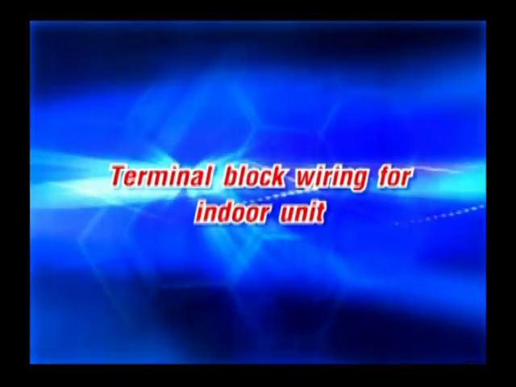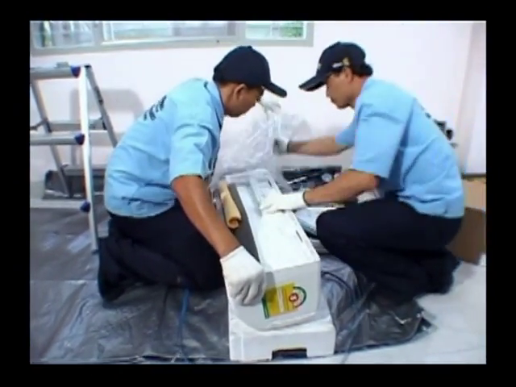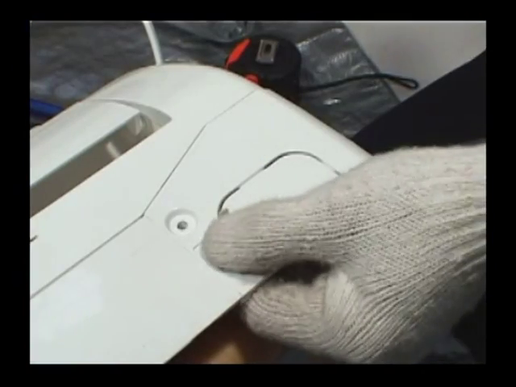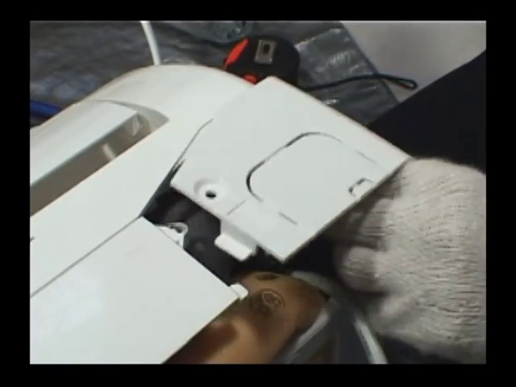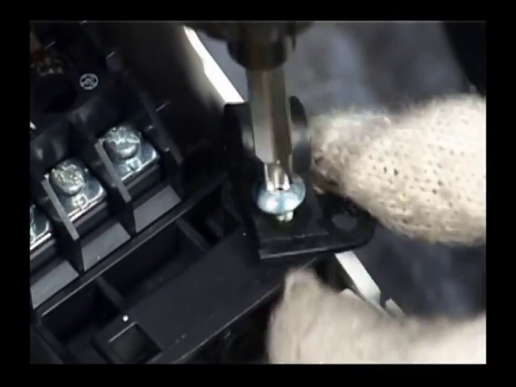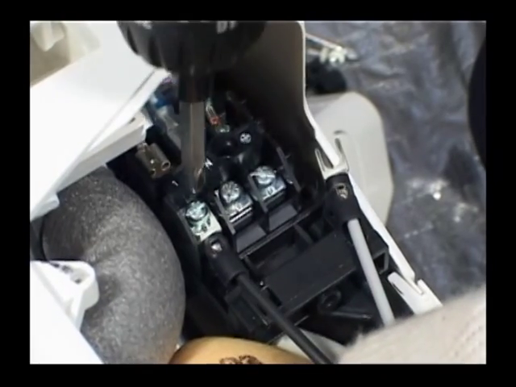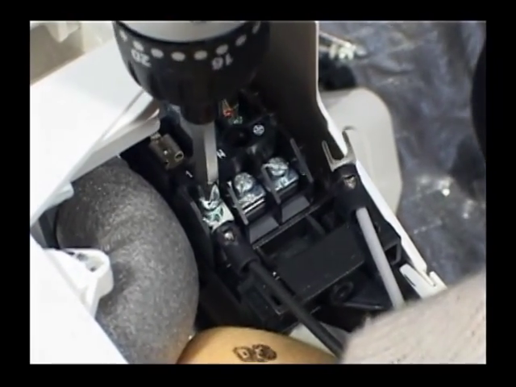The terminal block wiring for the indoor unit. First, remove the lid, remove the wire clamp and secure the wires to the terminal block.